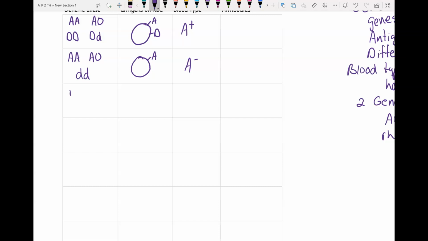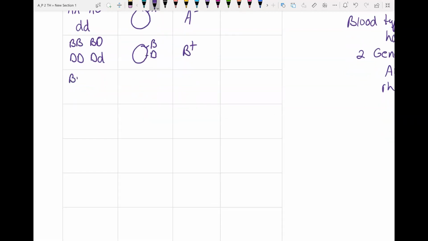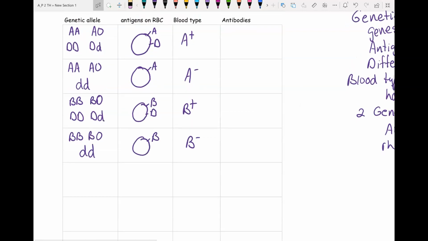Let's do the same thing with B's. If you have 2 B's or a B and an O, you get B antigens. B is dominant over O. If you have two capital Ds, or if you're heterozygote, you get the D. This is B positive. If you get a BB or a BO and then two lowercase d's, you just have Bs, and this is B negative. Okay, are you starting to see the pattern here?